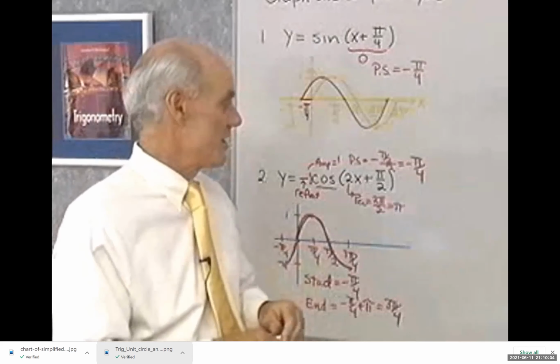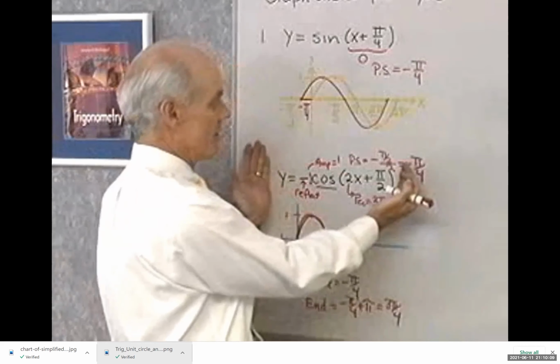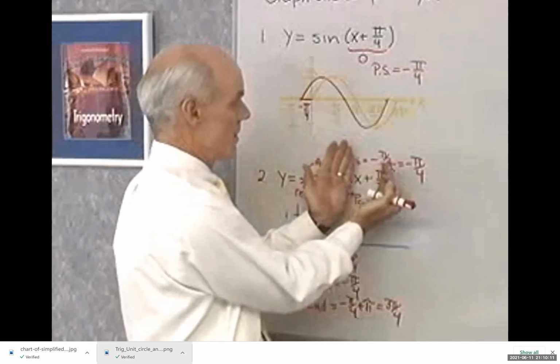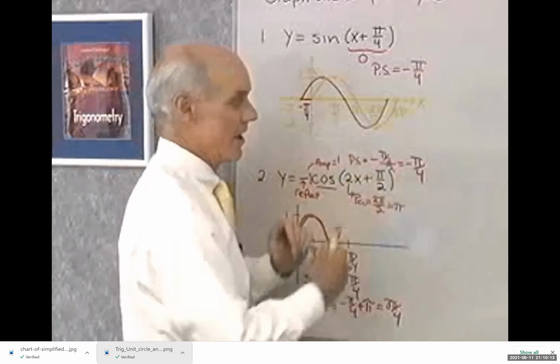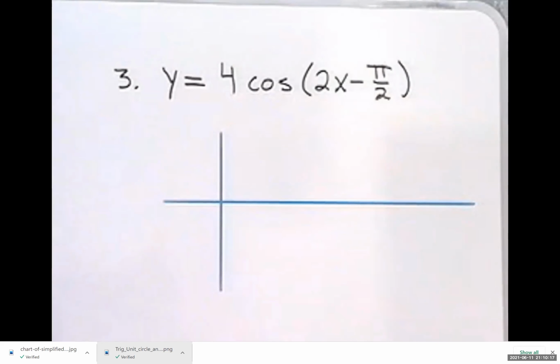So put all those things together, a really pretty easy way to graph this fairly complicated looking function, just by knowing what these two coefficients do, and then that constant term also. Let's try one more. y equals 4 cosine of 2x minus pi over 2.